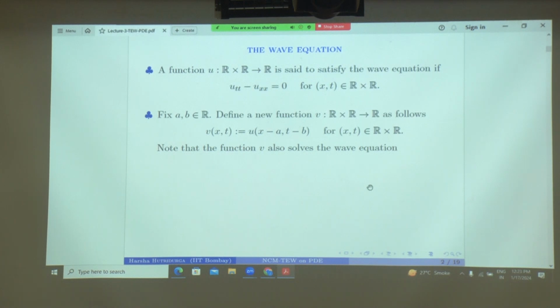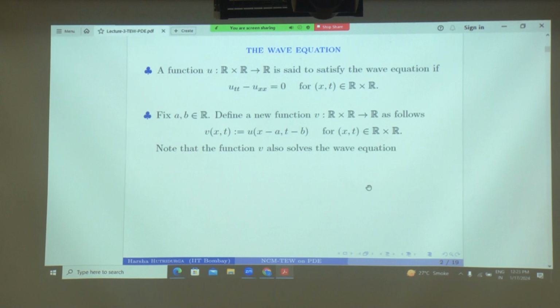The fancy way to say this is that the wave equation is translation invariant. By that they mean this: you translate your solution by a given vector, and you get a new function which is essentially a copy of that original function.